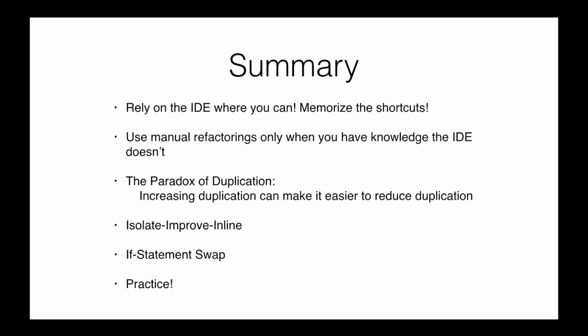We saw that paradox of duplication, where I increase duplication, I'm copying things, simplify it, make sure it still works, put it back, that kind of pattern. And again, using that isolate, improve, inline tactic, where I can isolate it, improve the code I isolated, and maybe improve the context, and then push them back together and improve it some more. And that if statement swap.